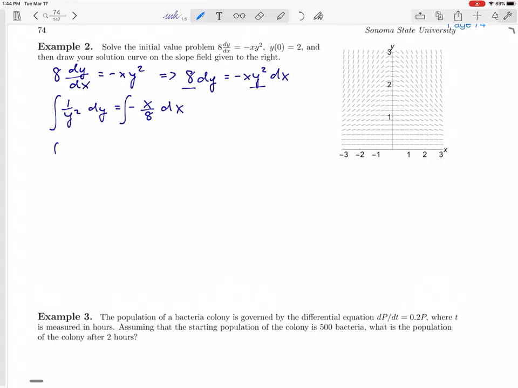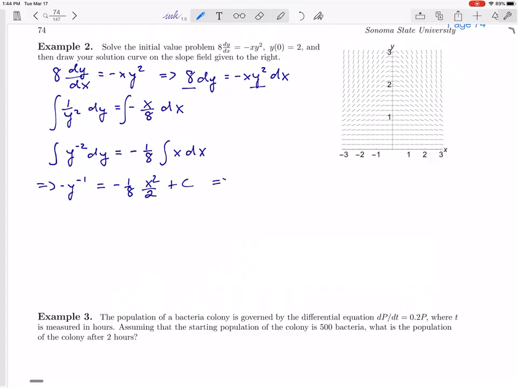I can rewrite a little bit. 1 over y squared becomes y to the minus 2 dy. And on the right-hand side, I can pull out the minus 1 over 8. So then I'm just integrating x dx. So now on the left-hand side, my antiderivative is y to the minus 1, and the whole thing is negative. And on the right-hand side, I have minus 1/8, and then x squared over 2. And then I get my plus c.